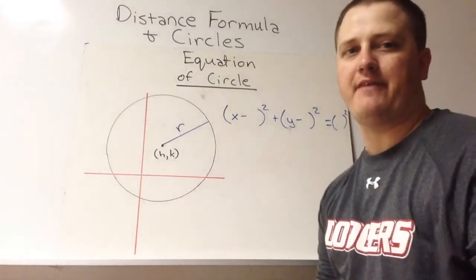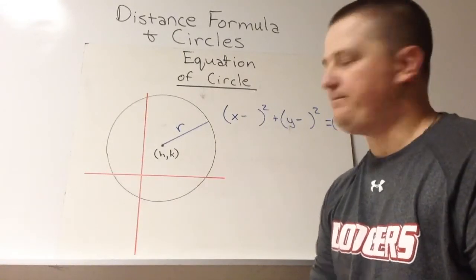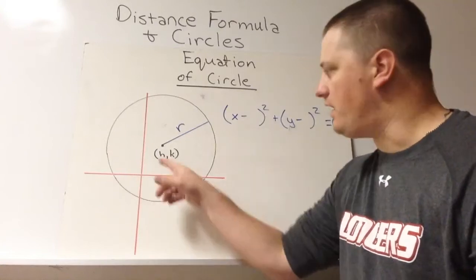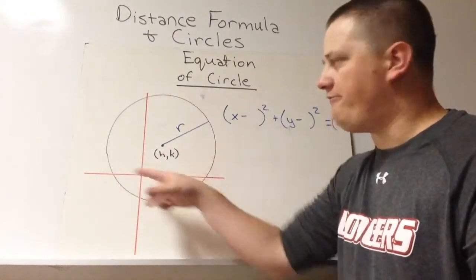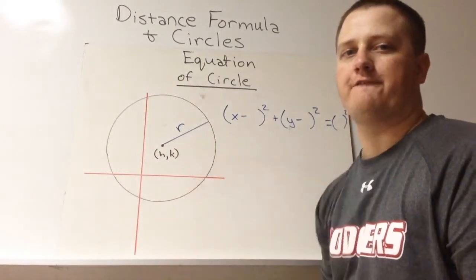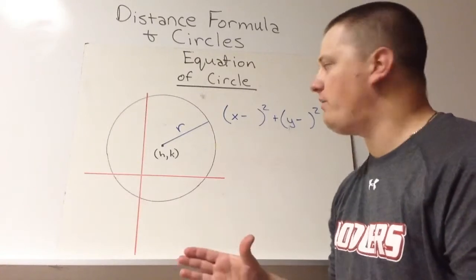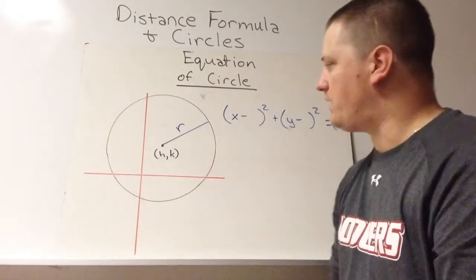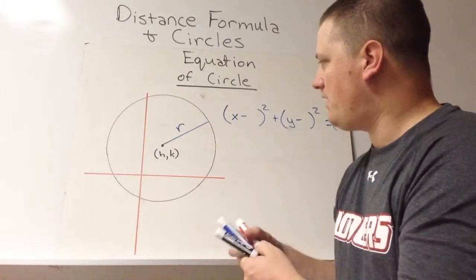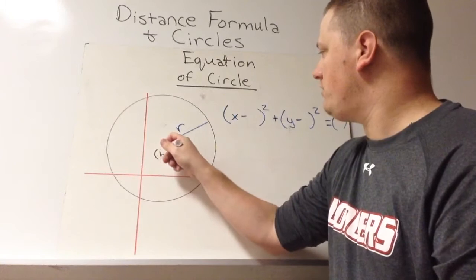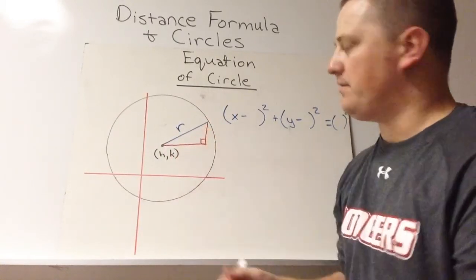So if we want to graph a circle on a coordinate plane, we need to know two main things: the center, which we're going to call h and k, and the radius of the circle, so that we know how far the edges are from that center. Okay, so what we want to do is figure out how this works for us. Well, we can make a triangle using the center and one of the endpoints.